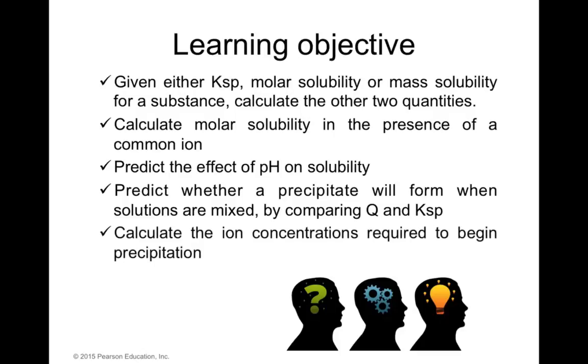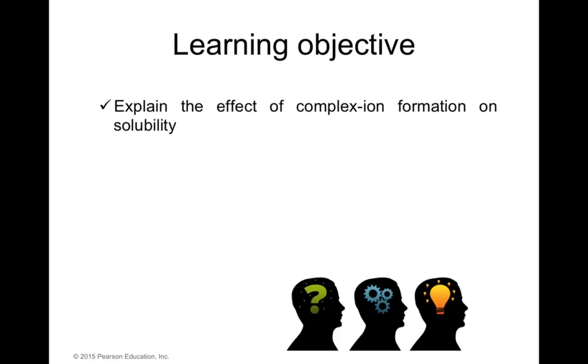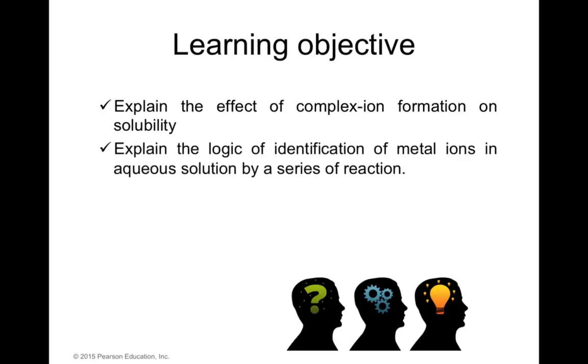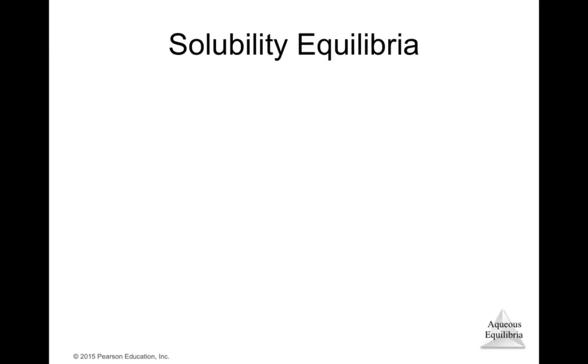Also, you will calculate the ion concentration required to begin precipitation. You will explain the effect of complex ion formation on solubility, and also you'll be able to explain the logic of identification of metal ions in aqueous solution by a series of reactions. So let's talk about the solubility equilibria.